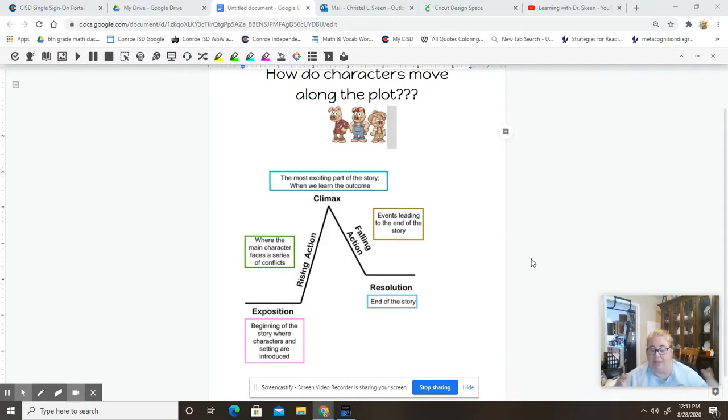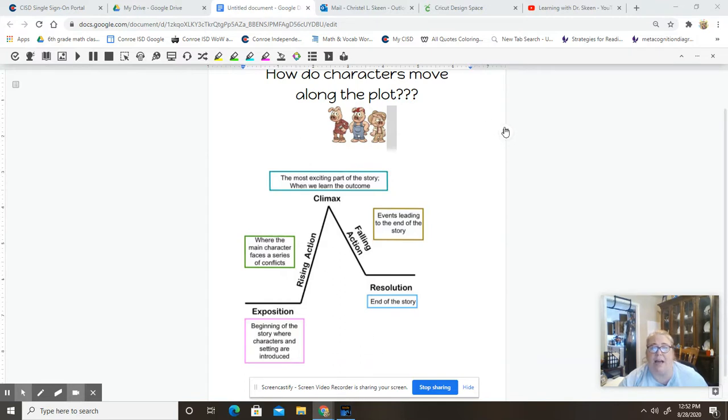The exposition, of course, is where it begins. And in the exposition, we learn lots about the characters and the setting and what's going on with the people. And then the rising action is where the character faces some conflict. And so the character moves along the plot because not only are they facing the conflict, but they're reacting to it. And then we have the climax, of course, which is the most exciting part of the story. And it's where the story starts turning around. The problems start getting solved. And then we have the following action, which is just the events to the end of the story. And then, of course, the resolution is the actual end of the story.